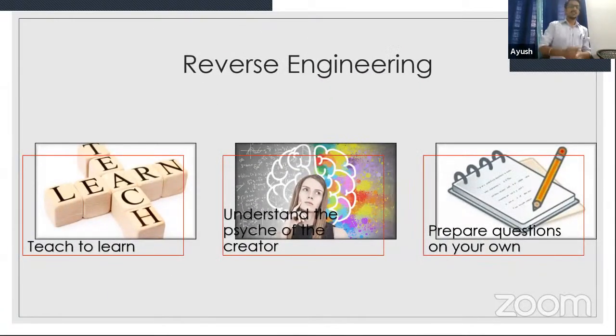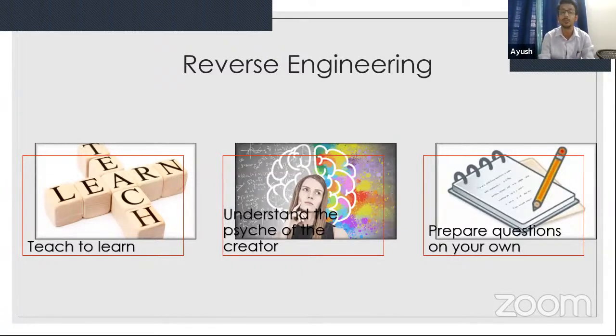Now, when I say reverse engineering, this is how you can do the reverse engineering. First of all, teach to learn. This may have been told to you or may not have been told to you, but this is what I have always believed, that the best way to learn is to teach, right? The best way to learn is to teach. You might teach your siblings, you might teach your friends, your classmates, anyone, whoever is willing to learn.